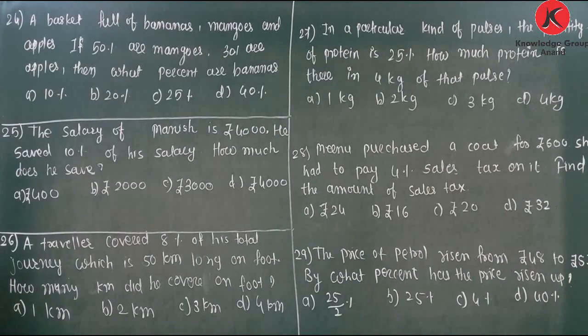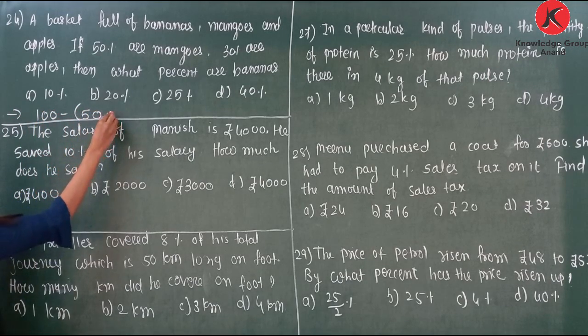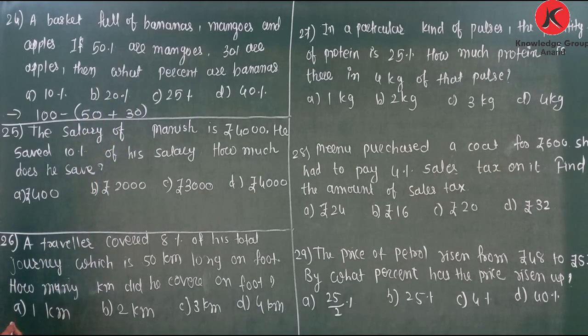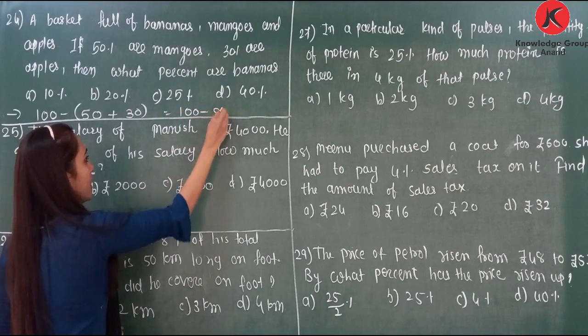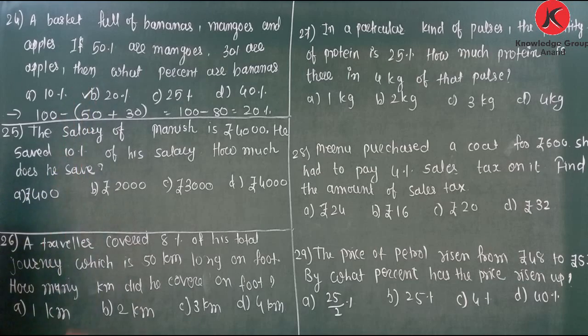Now next one, the basket full of bananas, mangoes and apples. If 50% are mangoes, 30% are apples, then what percent are bananas? So we know that percentage is counted from 100. So from 100, 50% are mangoes and 30% are apples. So the remaining will be bananas. So we can write 100 minus 80, that is 20%. So percentage of banana will be 20.